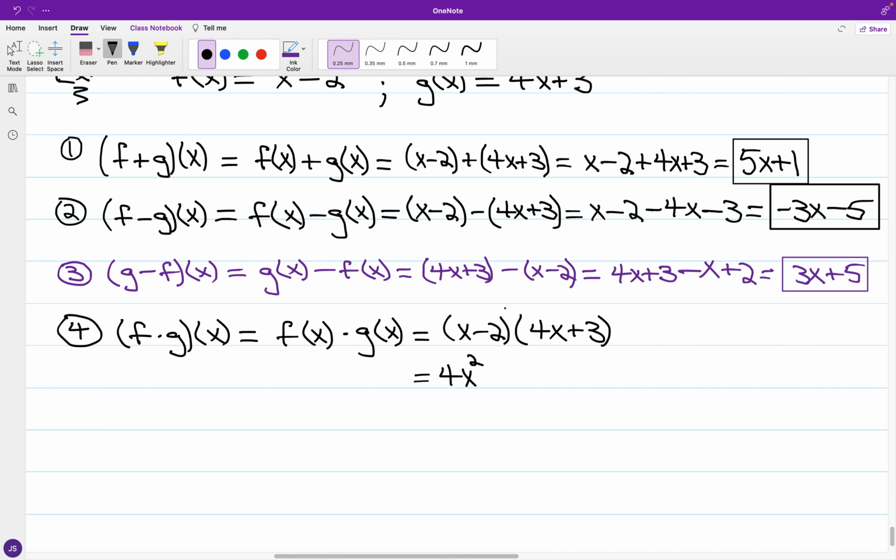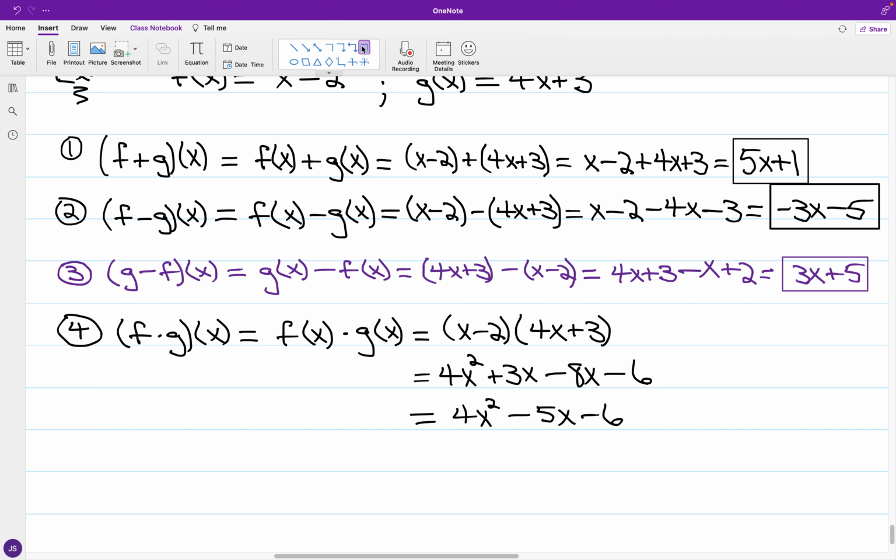Outside term we have positive 3x. Inside product, negative 2 times 4x, so this will be a negative 8x. And negative 2 times 3 comes out to negative 6. And so we have 4x squared, and combining like terms in the middle, we have 3x minus 8x becomes negative 5x. So we have 4x squared minus 5x minus 6.